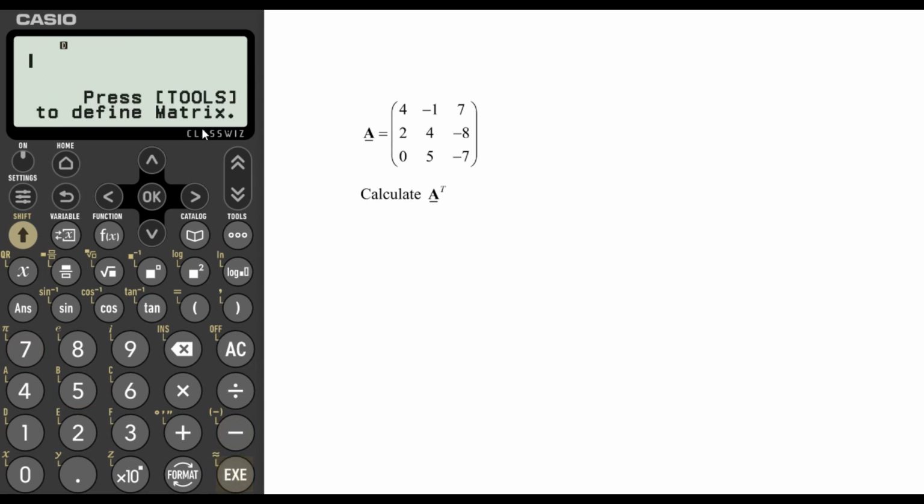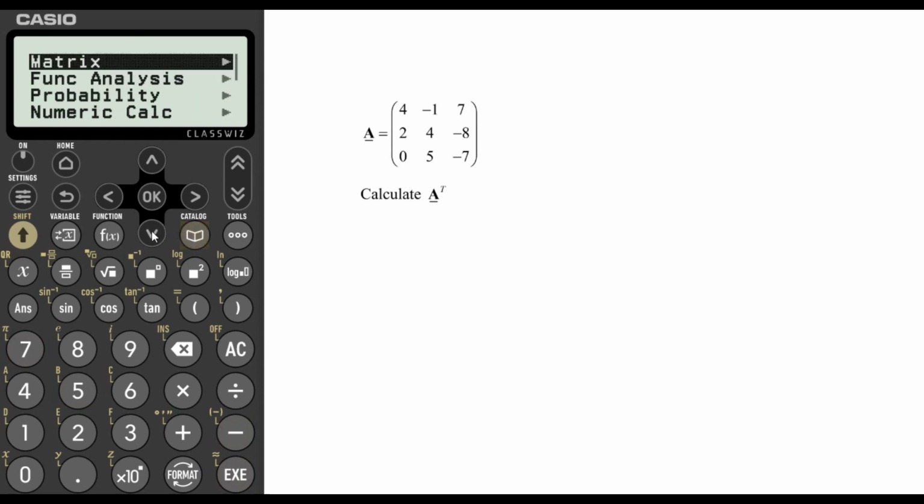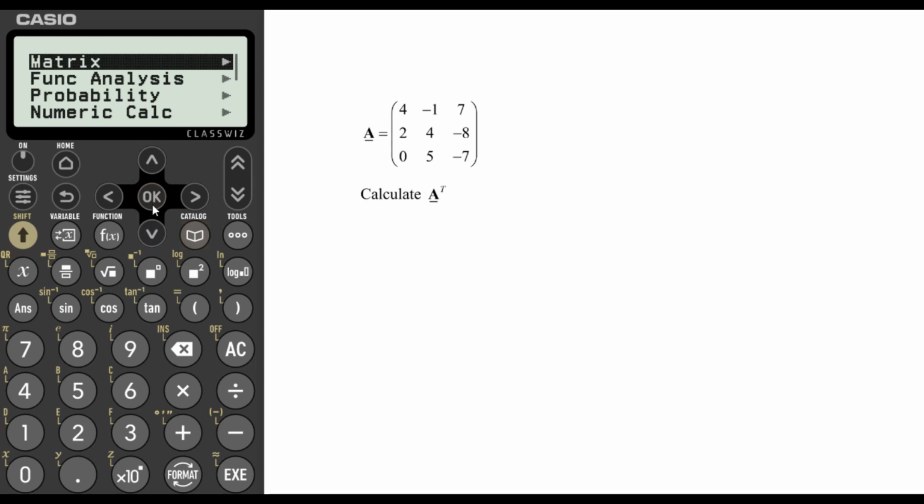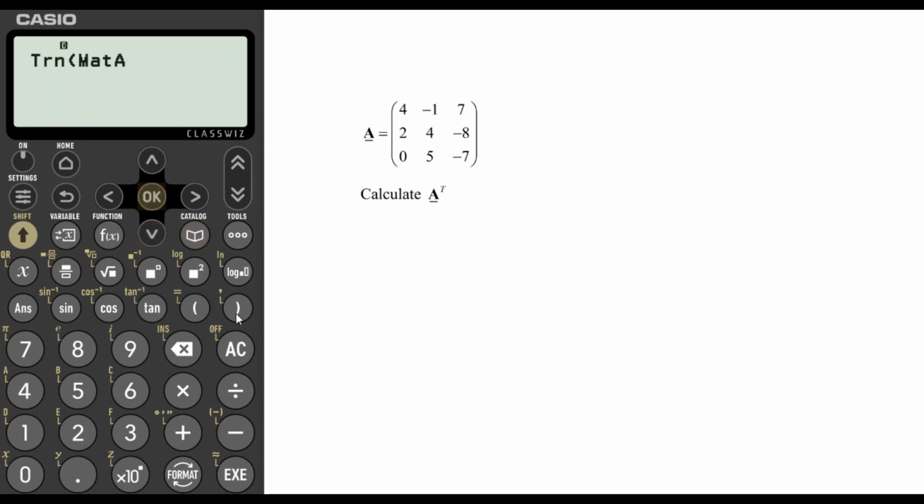So now that matrix A is stored into the calculator, we want to calculate the transposition of matrix A. If we go to the catalogue, then matrix calc, scroll down to transposition, we want the transposition of A. So if we go back to the catalogue, then matrix, scroll down to matrix A, the transposition of matrix A is 4, 2, 0, minus 1, 4, 5, 7, minus 8, minus 7.